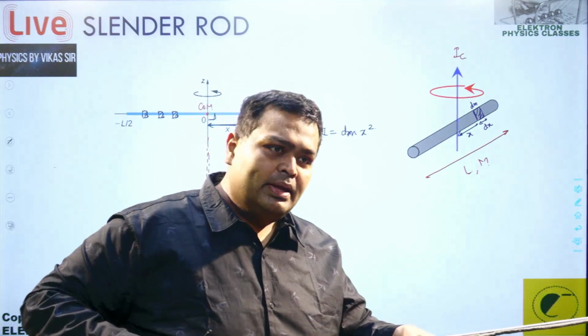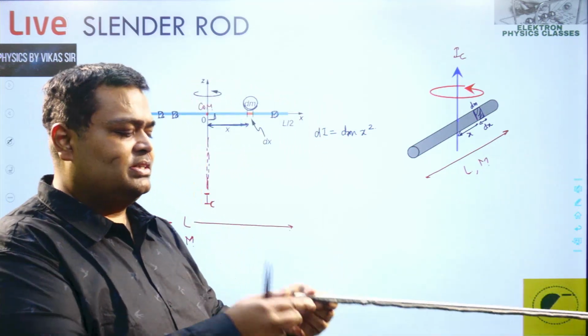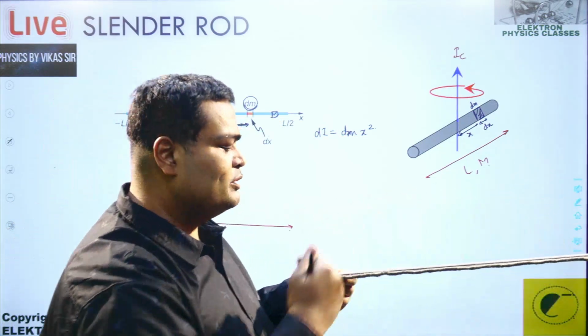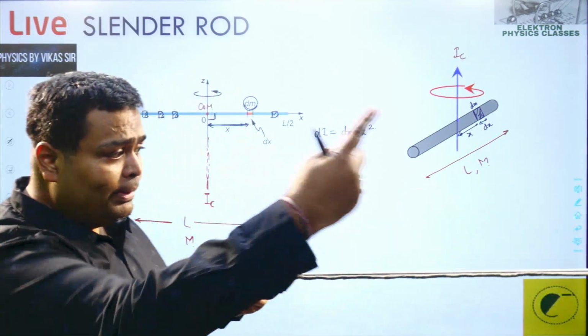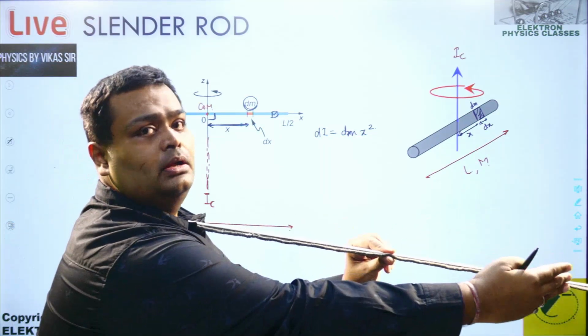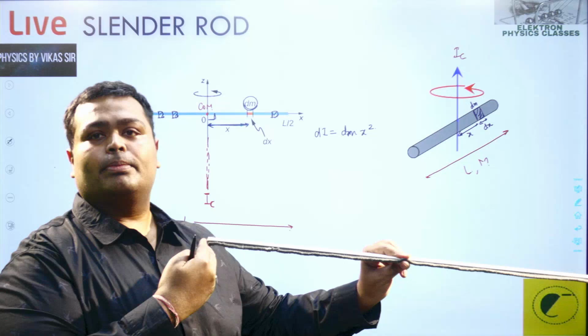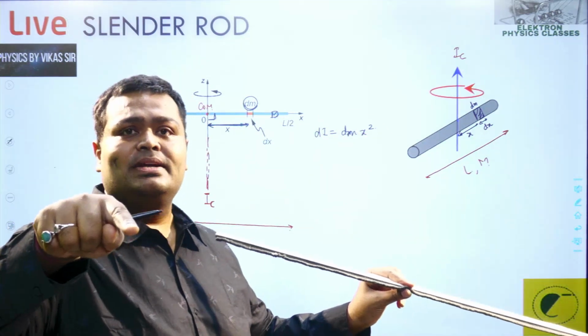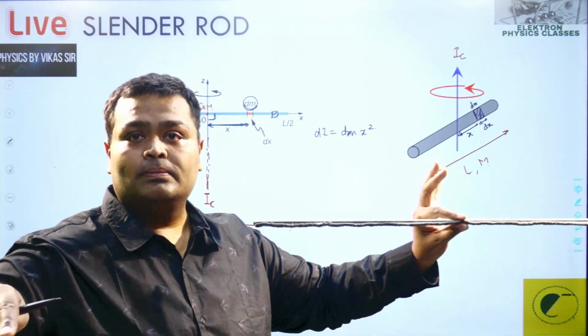0 to L will be if I consider an axis from here. Then all the particles are to the right of it, so that is from 0 to L. But now the axis is from here, so half is here, half is there. So the limit should be minus L by 2 to plus L by 2. The limit itself explains that the axis is from the center.